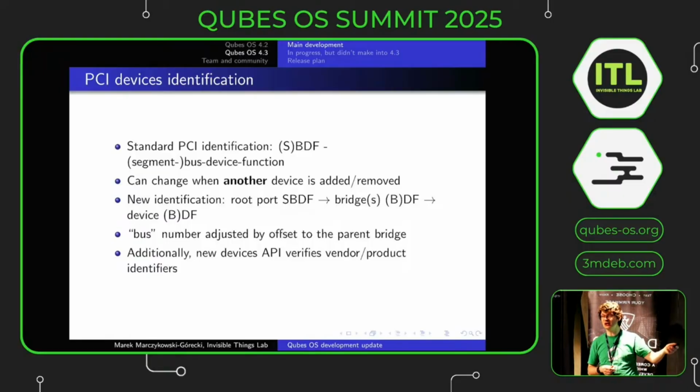This is kind of connected to the device API refactor that is done in 4.3. So this vendor product identifier is also available for other types of devices like USB. But yeah, it's especially useful here.